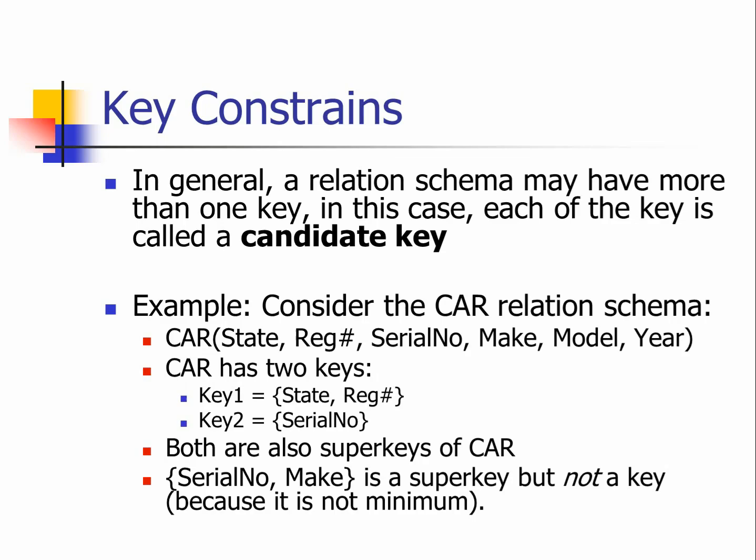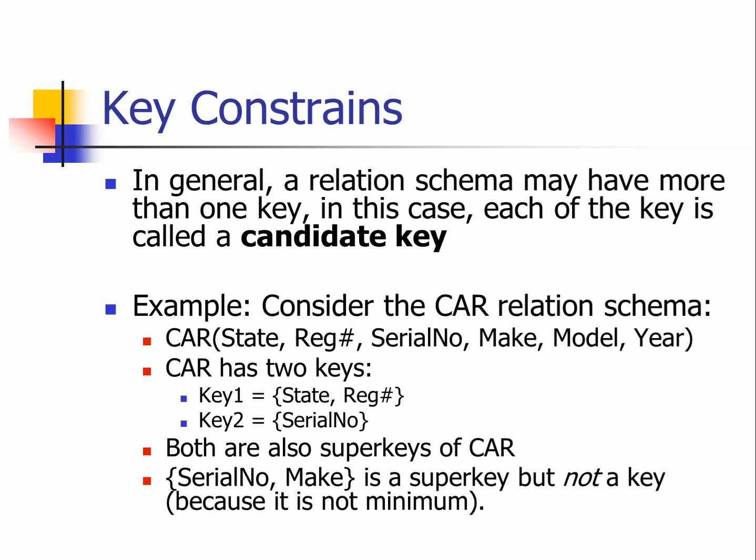In general, besides the idea of the key and super key, a third key terminology I want to introduce to you, and you have heard about this before, is the candidate key. In general, a relational schema may have more than one key. In this case, each of the keys is called a candidate key. Let's take a look at the car example that we saw earlier.